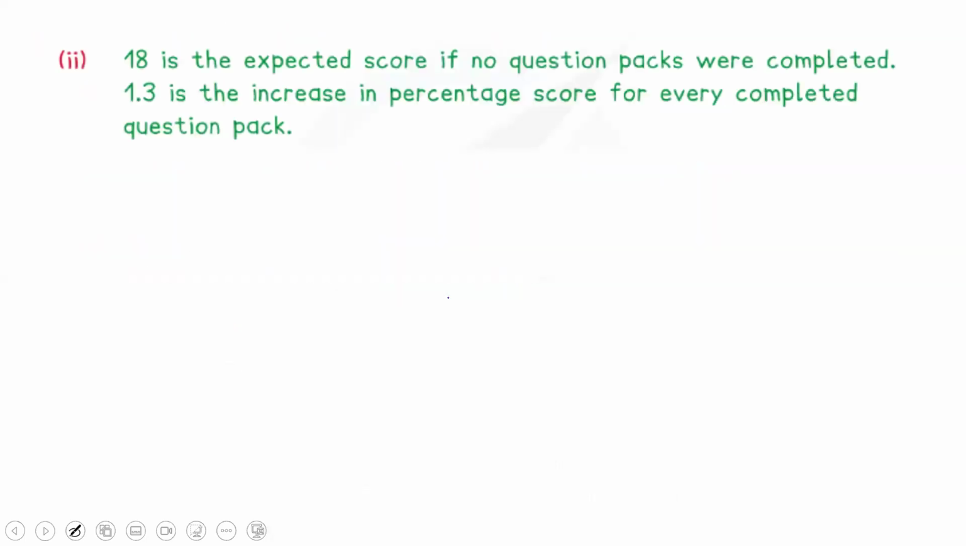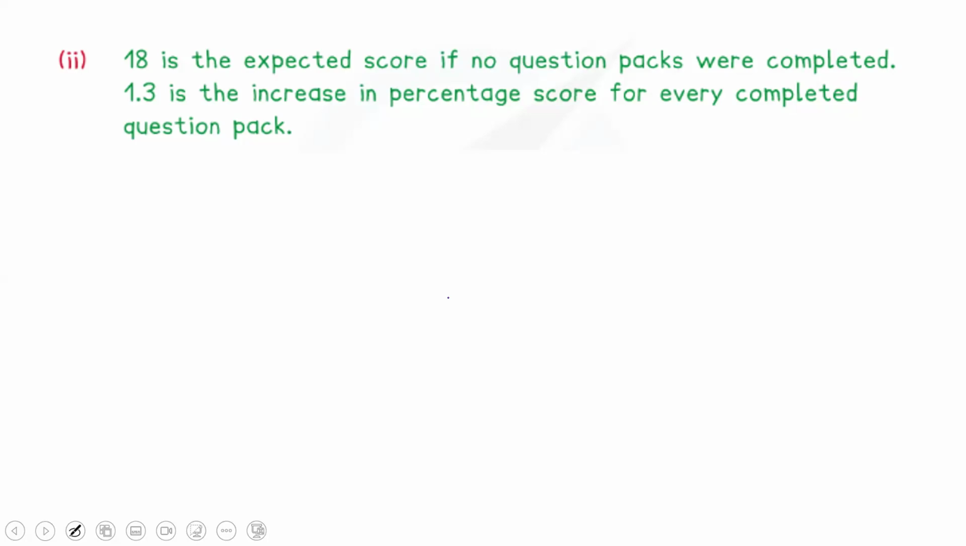So look, what is the part 2 answer? 18 is the expected score of no packs. And then 1.3 is the increase. They are using the concept of gradient. That gradient is actually the ratio of y to x. Intercept means where the x value becomes 0. So you have to copy this answer.